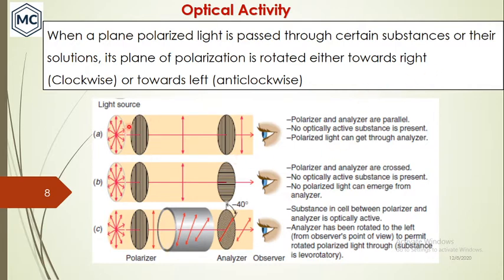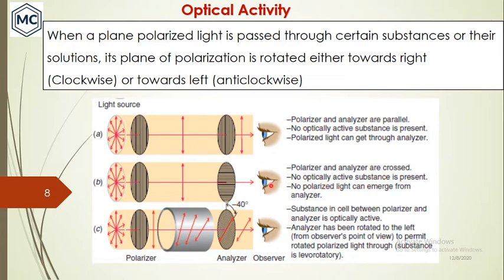So in this diagram, you can see that this is the light source, this is the Nicol prism, and this is the analyzer. Here the Nicol prism polarizer and analyzer are in the same direction. The alignment is the same. If you view the light from here, the light will be permitted. So they are parallel, an optically active substance is here, and polarized light can get through this analyzer.